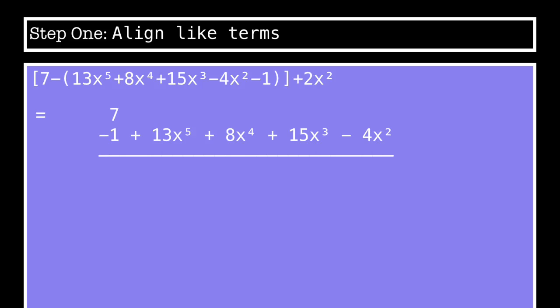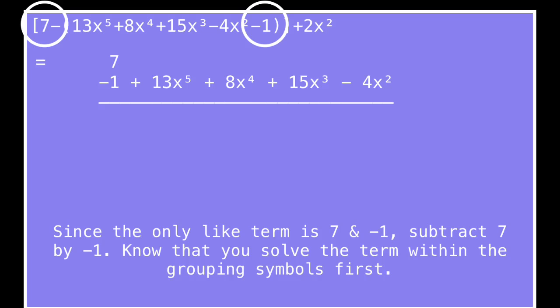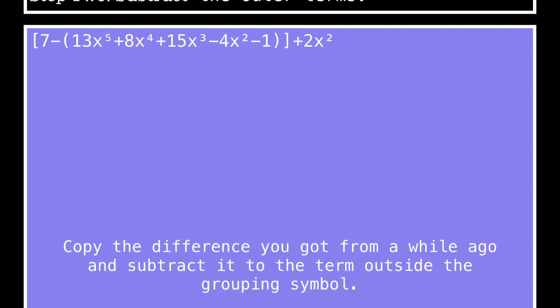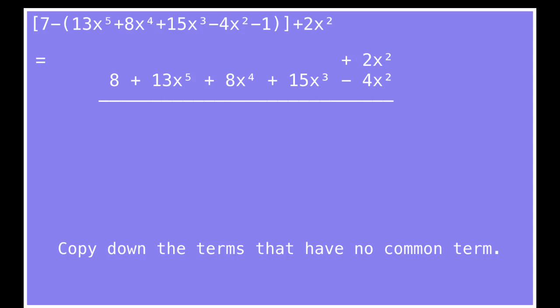First, we align all the like terms. Since the only like term is 7 and -1, subtract 7 by -1. Know that you solve the term within the grouping symbols first. Copy the rest of the terms. The difference you got from a while ago, subtract it to the term outside the grouping symbol. Copy down the terms that have no common term.